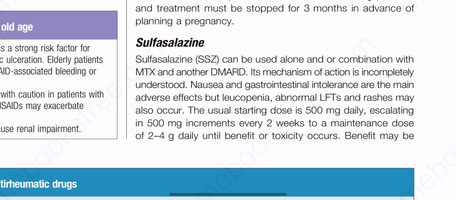Sulfasalazine. Sulfasalazine can be used alone or in combination with methotrexate and other DMARDs. Its mechanism of action is incompletely understood. Nausea and gastrointestinal intolerance are the main adverse effects, but leukopenia, abnormal liver function tests, and rashes may also occur. The usual starting dose is 500 mg daily, escalating in 500 mg increments every 2 weeks to a maintenance dose of 2 to 4 grams daily until benefit or toxicity occurs.